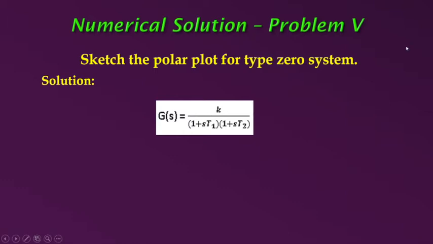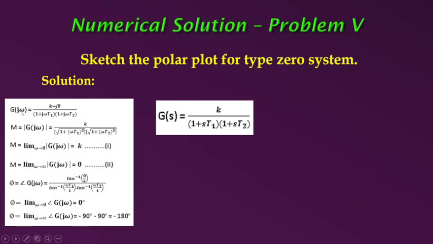Numerical solution, problem 5. Sketch the polar plot for a type 0 system. Type 0 system means no pole present at the origin. Then consider the type 0 system G = K divided by (1 + sT1) into (1 + sT2). There is no pole present at the origin.